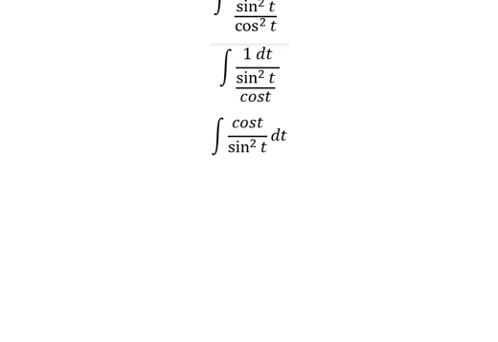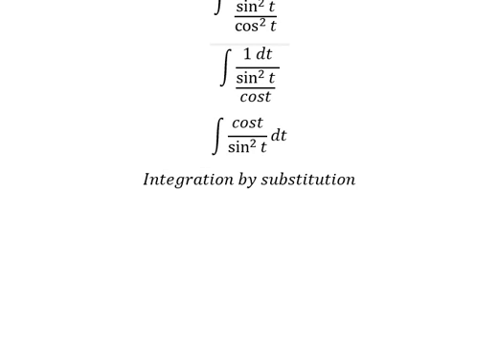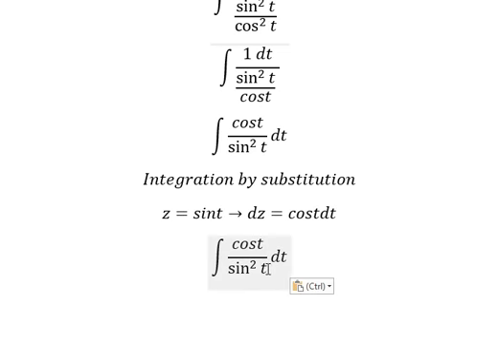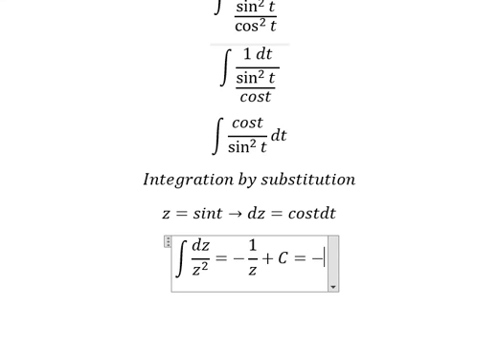Next, we need to use integration by substitution. So I will put z equal to sin t. dz we have cosine t dt. This one we have z squared, and cosine t dt we change by dz. The integration of this one we have negative 1 over z, and we put plus c.